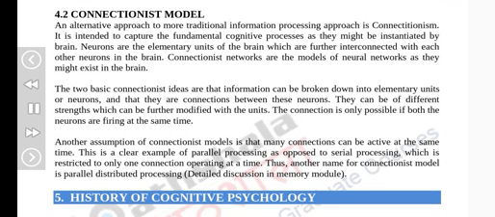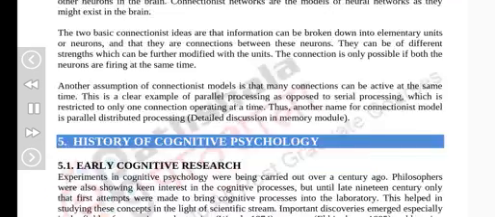Another assumption of connectionist models is that many connections can be active at the same time. This is a clear example of parallel processing as opposed to serial processing, which is restricted to only one connection operating at a time. Thus, another name for the connectionist model is parallel distributed processing, with detailed discussion in Memory Module 5.